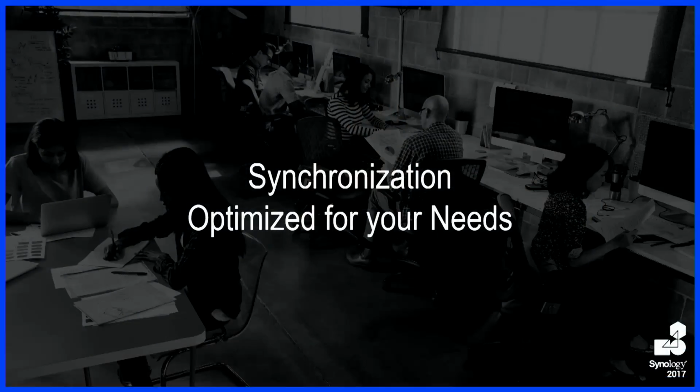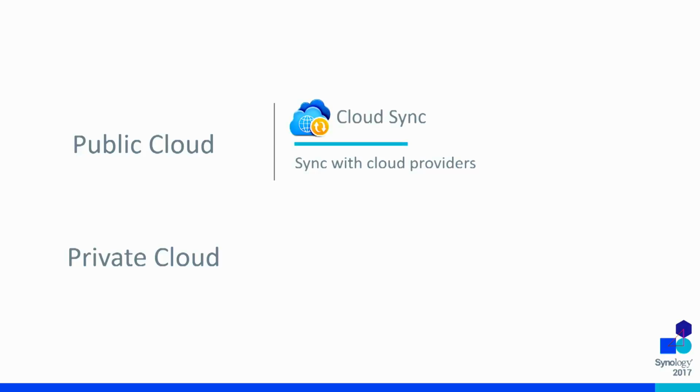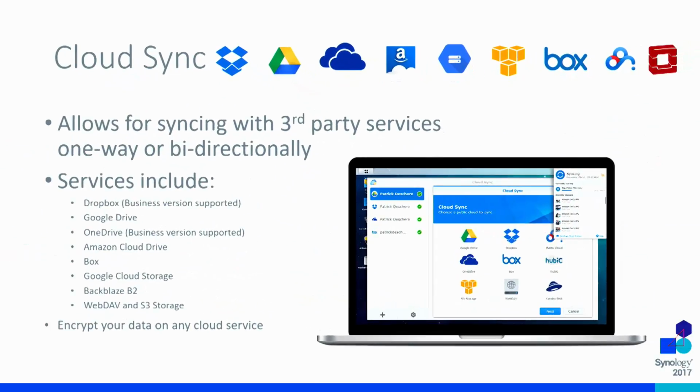All right, so I'm going to start off with synchronization. There are two ways to do synchronization with Synology servers. You could sync up with a public cloud using our Cloud Sync application, or you could use our private cloud application, which is called Cloud Station Suite. The difference here is public cloud means that it's stored on somebody else's servers. Private cloud means that it's stored on your hardware, your Synology hardware that you are going to purchase after you listen to this. So let's talk about Cloud Sync.